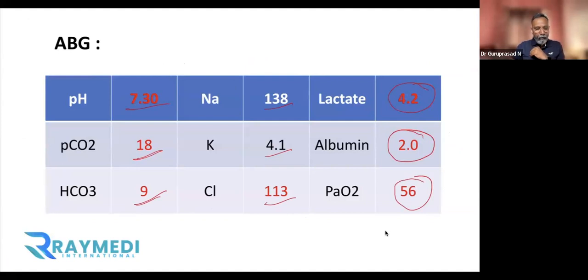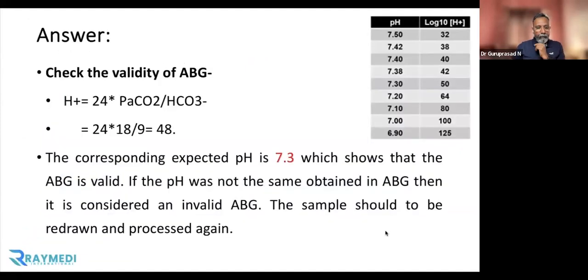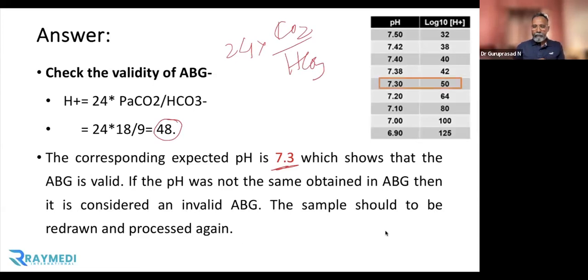Now we will go stepwise how to solve this ABG. The first thing I told you is to check the validity of the ABG, and we saw in the last class the validity of ABG is you do 24 into PCO2 divided by bicarbonate. We have already calculated, it has come as 48. Now the pH given is 7.3. What you have to see is whether it is matching with that pH, and yes. So this is around 48, which is nearing 50, and the pH is 7.3. So now you know that the ABG is valid.